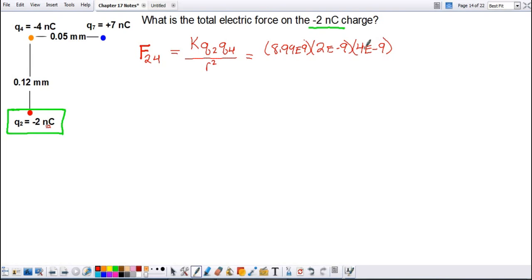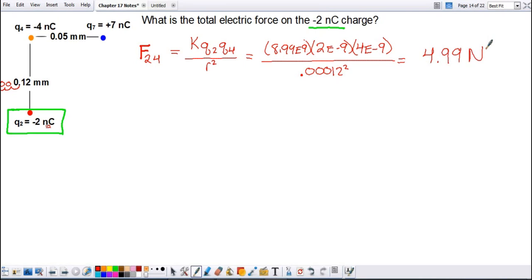We're not putting the negative in here because we're going to leave the negatives to tell us which direction we're going, whether they're attracted or repelled. Divided by the distance between them, which is 0.12 millimeters. Millimeters means 10 to the -3rd, so I need to move the decimal place 3 spots to the left. It's actually going to be 0.00012 squared. Type that into our calculator, and we get a 4.99 newton force on charge 2.